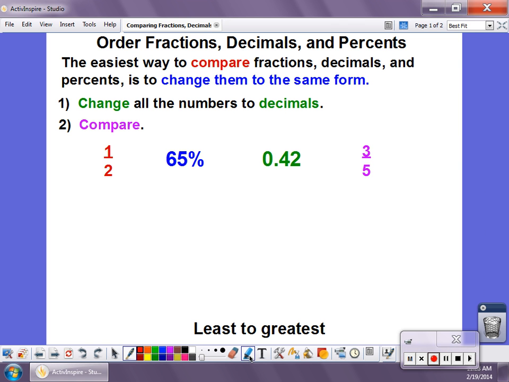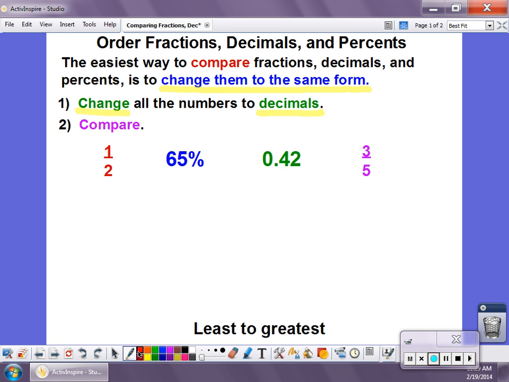The easiest way to compare and order fractions, decimals, and percents is to make sure that they all are in the same form. That means you either have all fractions, all percents, or all decimals. And the way I'm going to show you how to do this is I'm going to change all of our numbers into decimals. And once they're all decimals, then they're easy to compare.